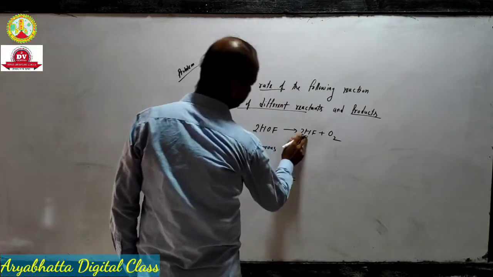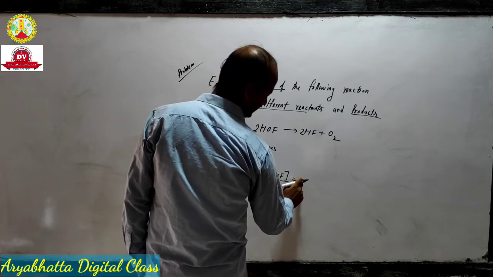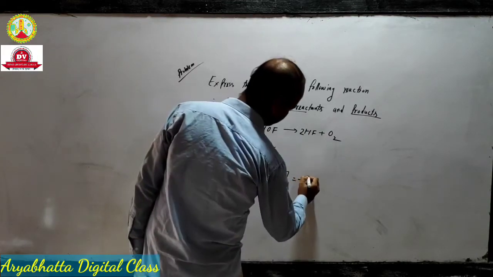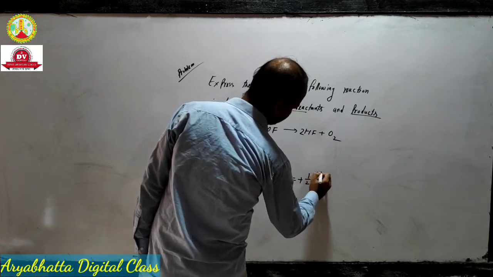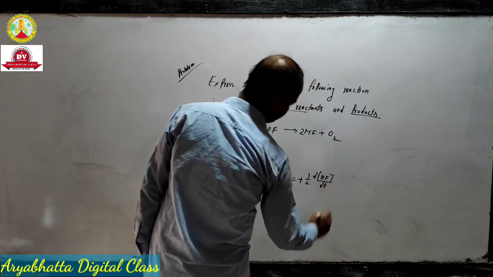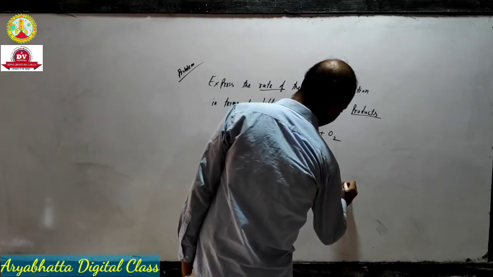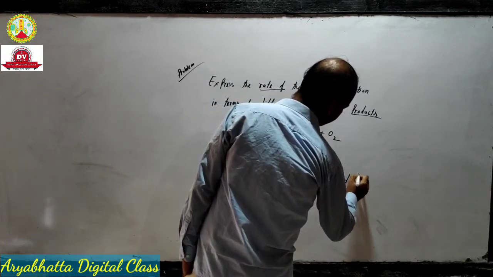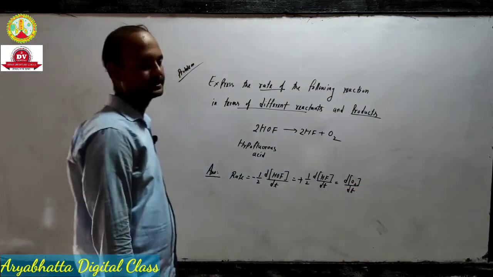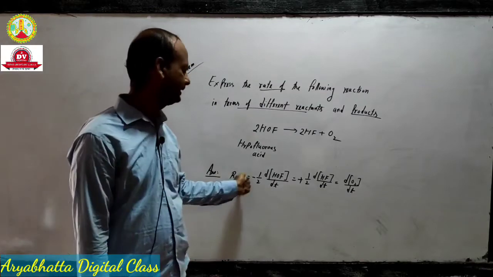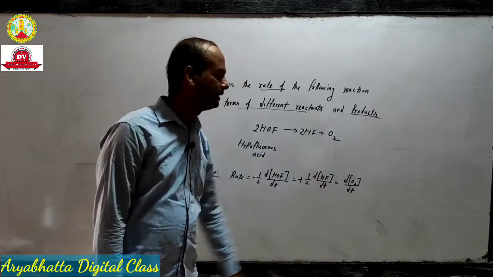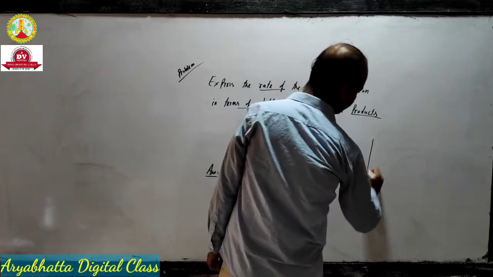Equal to the next one. This is a product, so the plus sign will come. Here the plus sign will come. Not writing the plus sign is also fine. Now this is 1 by 2 dHF by dt. Next, equal to d, this is also a product, dO2 by dt. Clear? Now the rate is expressed in terms of reactants and also in terms of products.